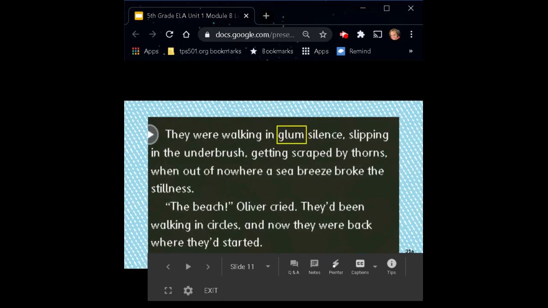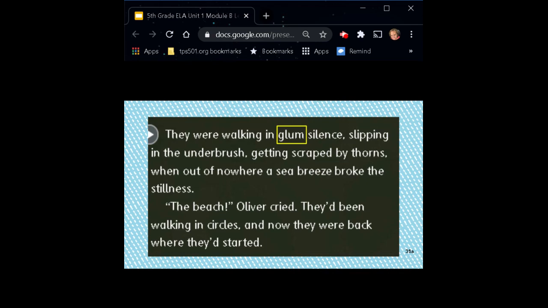They were walking in glum silence, slipping in the underbrush, getting scraped by thorns, when out of nowhere a sea breeze broke the stillness. The beach! Oliver cried. They'd been walking in circles and now they were back where they'd started.